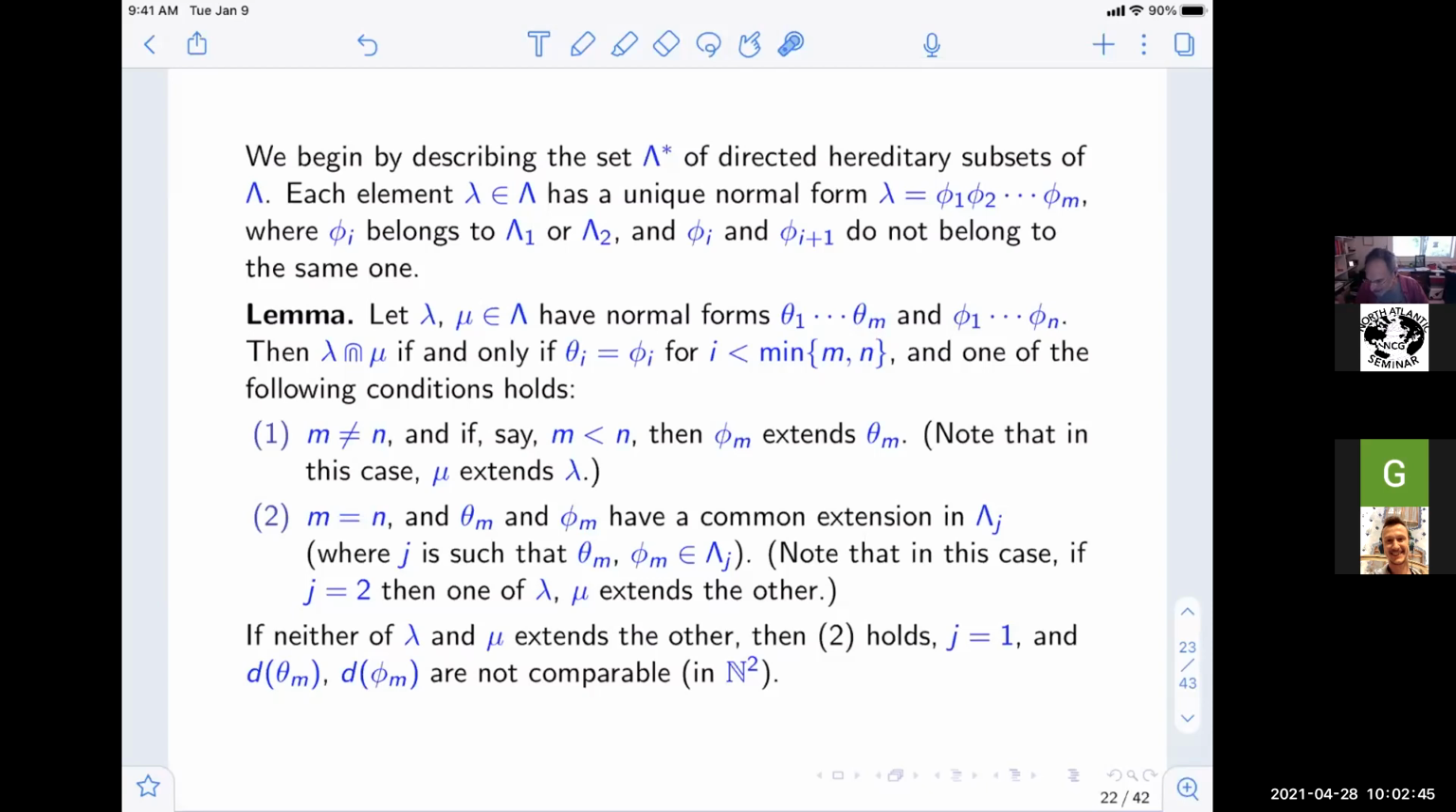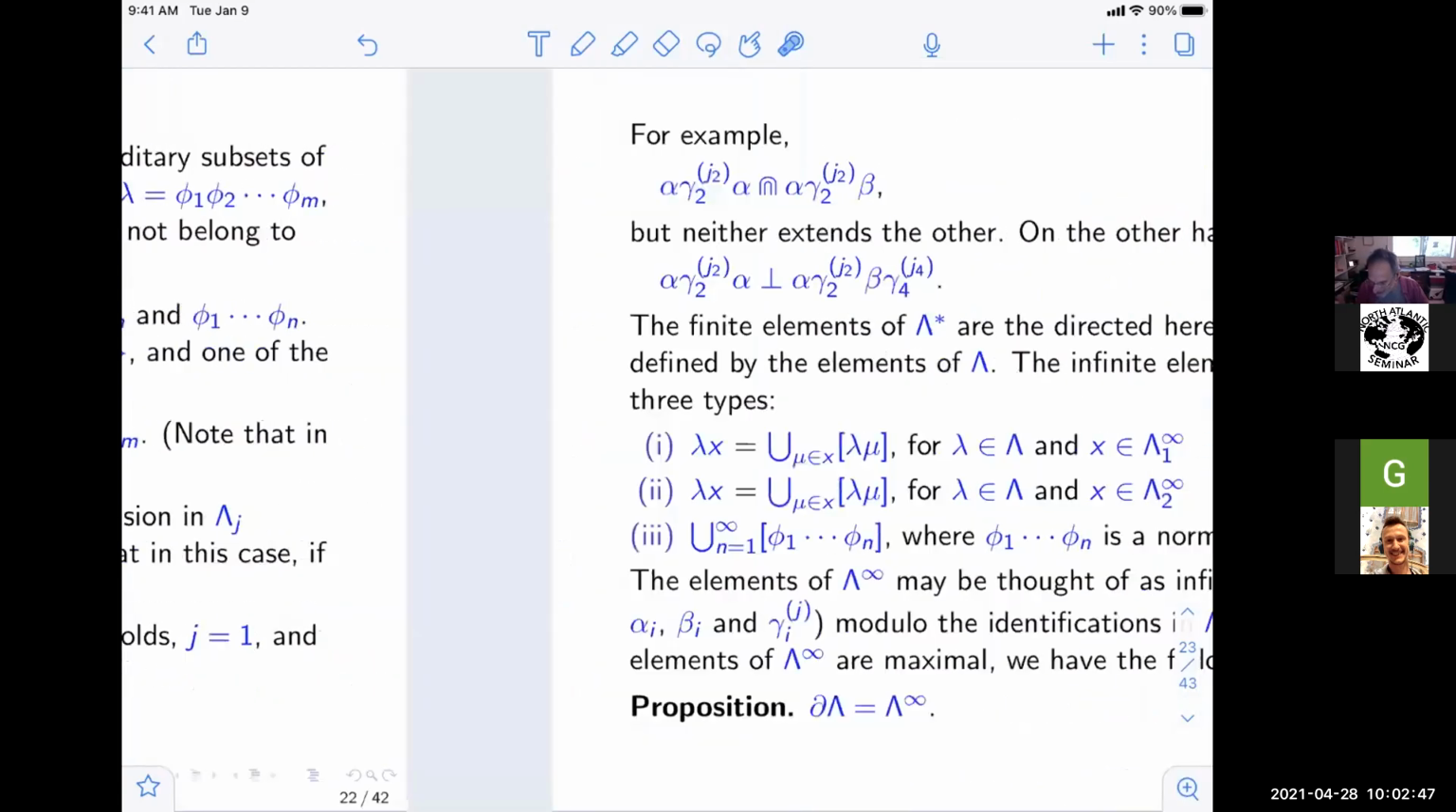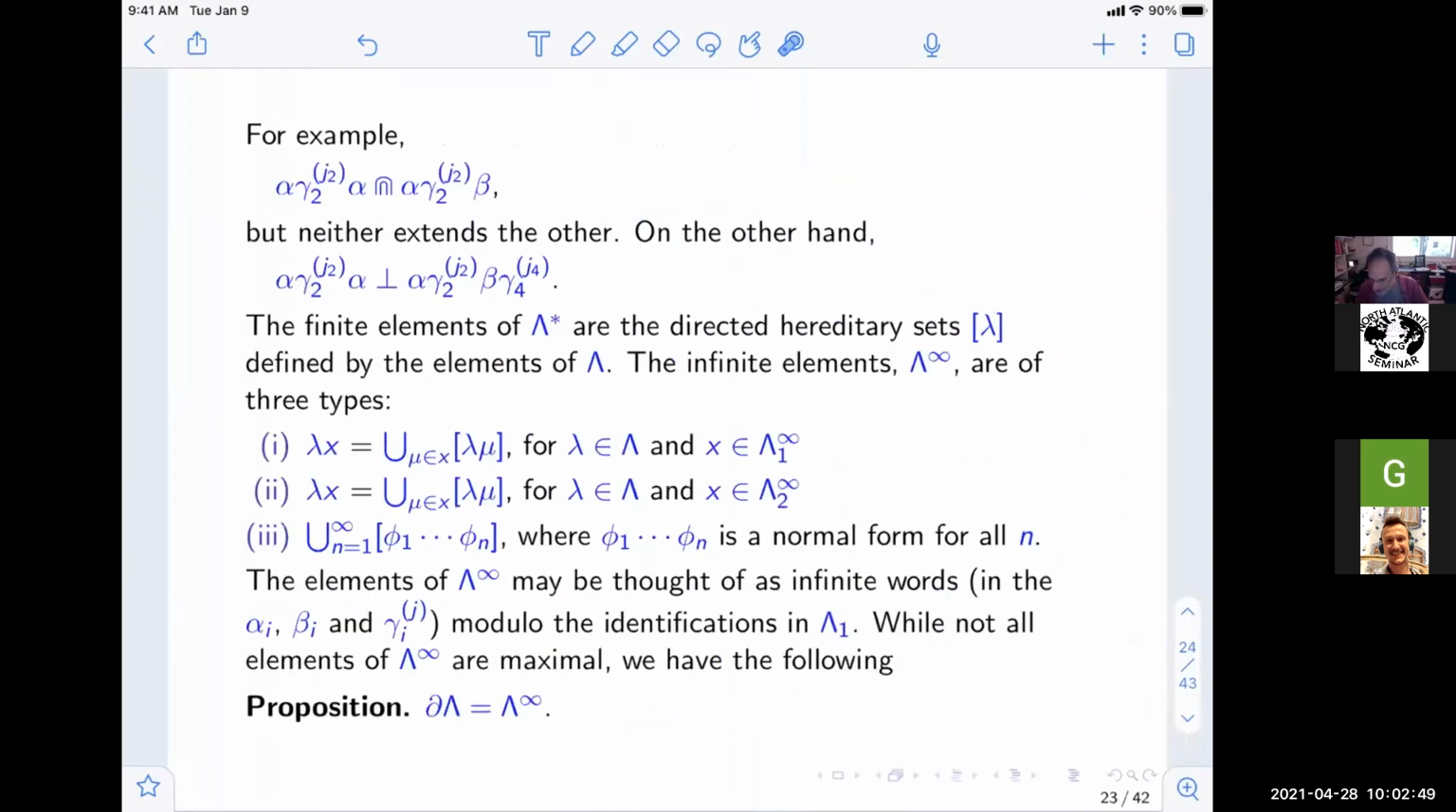Maybe this is a little bit more detailed than I need to talk about. But for example, these two paths have a common extension. The common extension is alpha gamma 2, or whatever edge gamma 2 you like, alpha beta, because that's the same as alpha gamma 2 beta alpha.